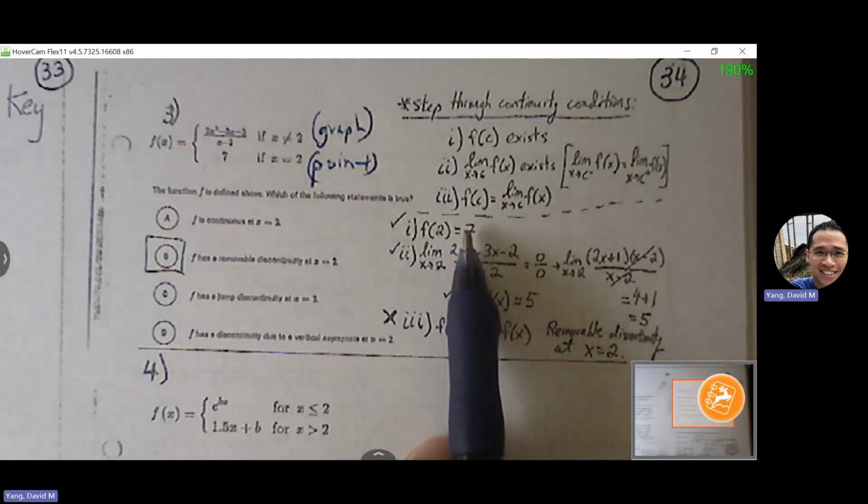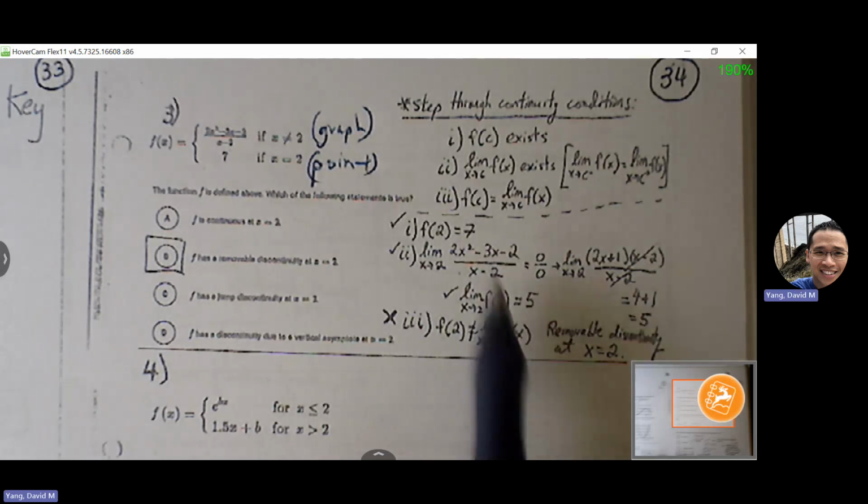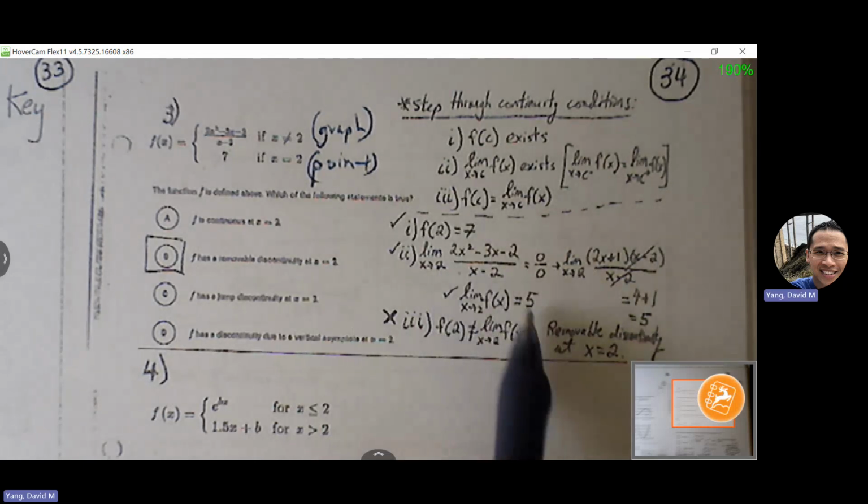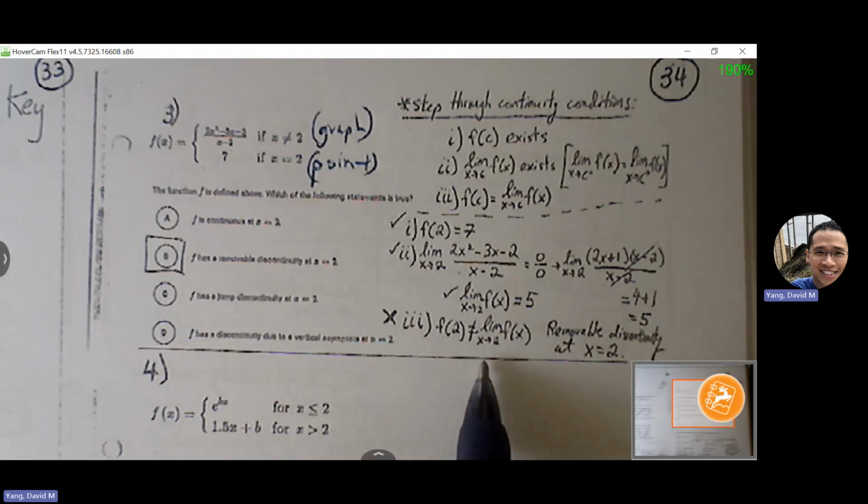So your ordered pair is at 7, your limit is at 5. That point is not filling in the hole that exists from statement 2. So therefore, the third condition would fail. And if you have a graph where the limit exists, but the point lives elsewhere, then we call that a removable discontinuity.